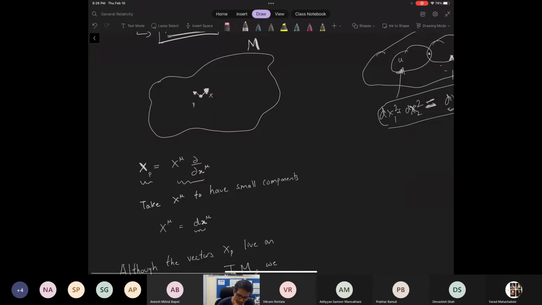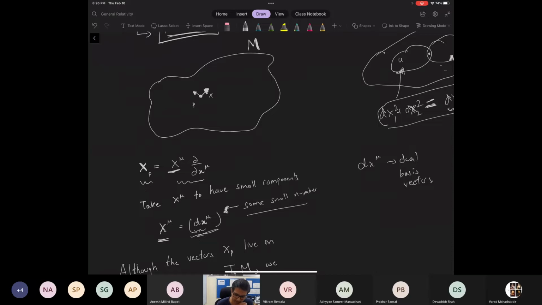Now this x^μ, let me write it using dx^μ. This is a slight overload of symbols. Previously we were using dx^μ for dual basis vectors, and now we will use dx^μ to represent a small size of this x^μ. It's just some small number. So I'm just writing the coefficient of this vector, x^μ, as some dx^μ just to indicate that this is some small number.